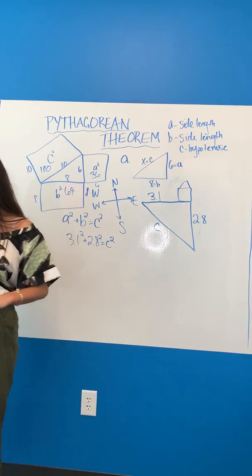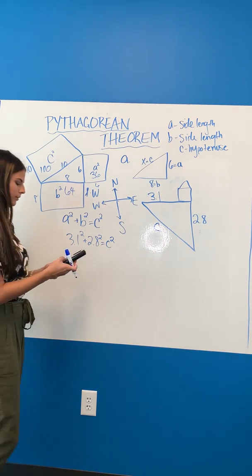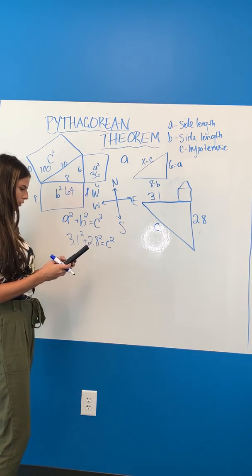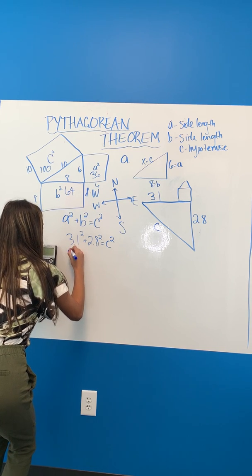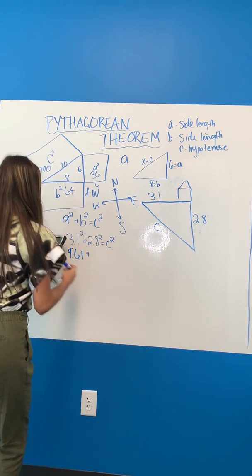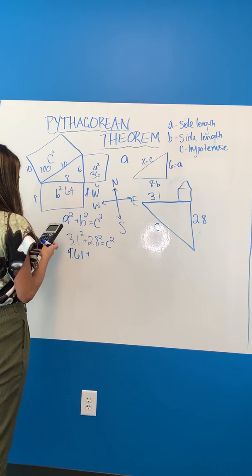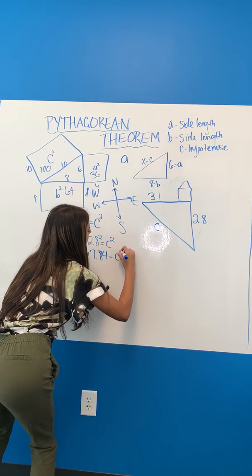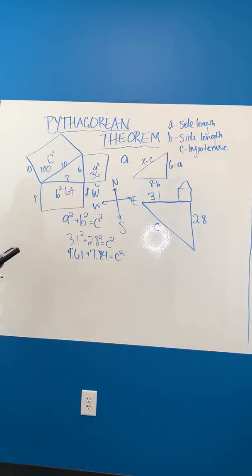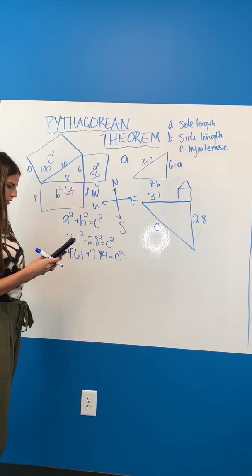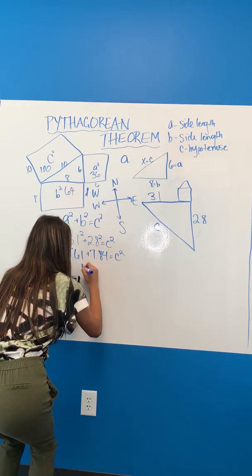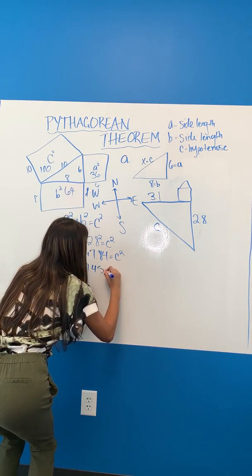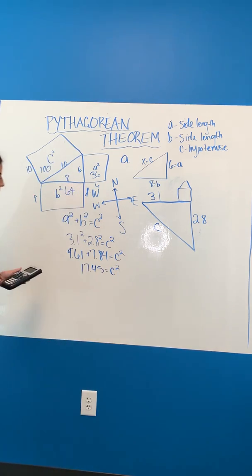I'm going to break my calculator out for this one. So here we have 3.1 squared is going to be equal to 9.61 plus 2.8 squared is going to be 7.84, which is going to be equal to C squared. So now we're going to add these together, and I got 17.45 is equal to C squared.